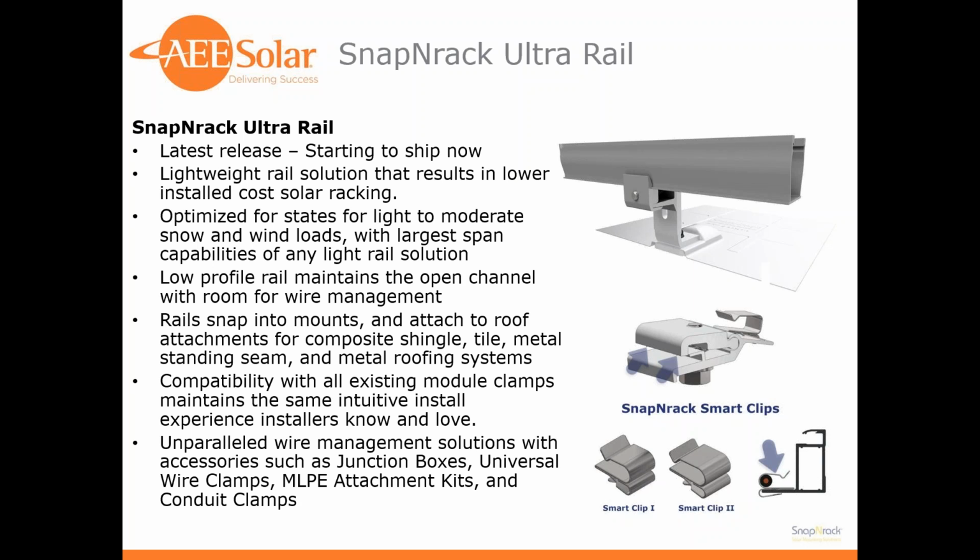It is a low profile and still maintains the open channel for room for wire management. Your rails snap into the mounts attached to the roof attachments. And they've added some new wire management too, since there are additional larger junction boxes. They have a new smart clip, which is a frame attachment for modules for MLPEs that you'll need for systems going into next year. And also new smart clips and wire saver features, which should really help with any racking system that you might be using.